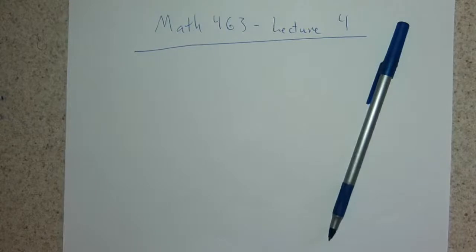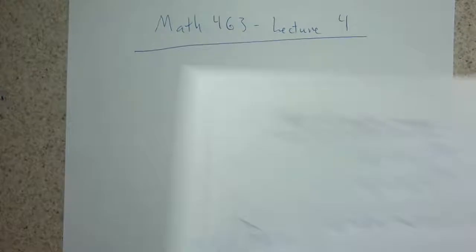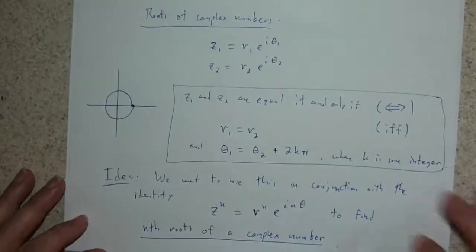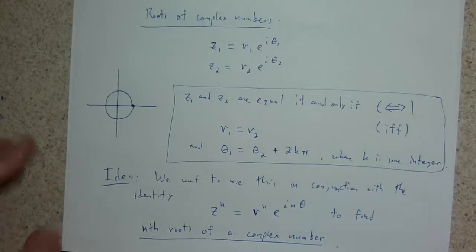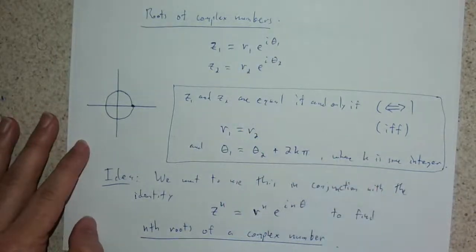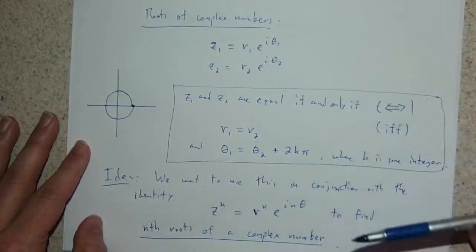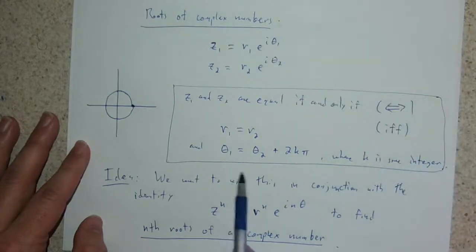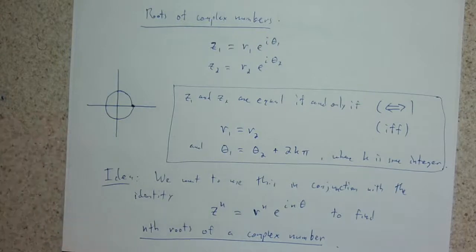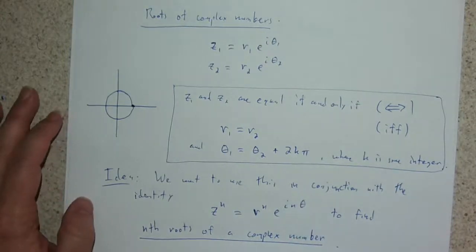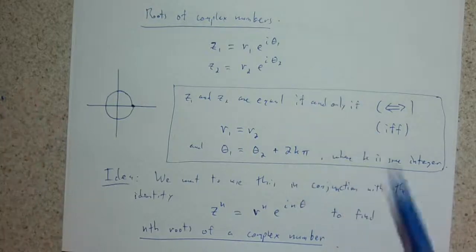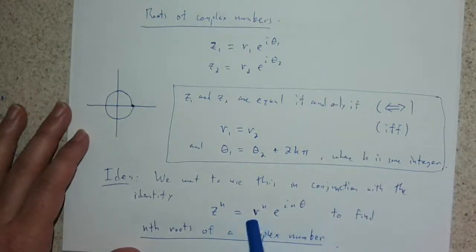At the end of class yesterday, I ended with this fact that I said we're going to use to find roots of a complex number. I noted that if we have two complex numbers, already in exponential form here, these two are equal if and only if the r's match up, so these radii match up, and the thetas differ by an integer multiple of 2 pi. We're going to use this together with the fact that we know how to easily exponentiate things in exponential form to find the nth roots of complex numbers.